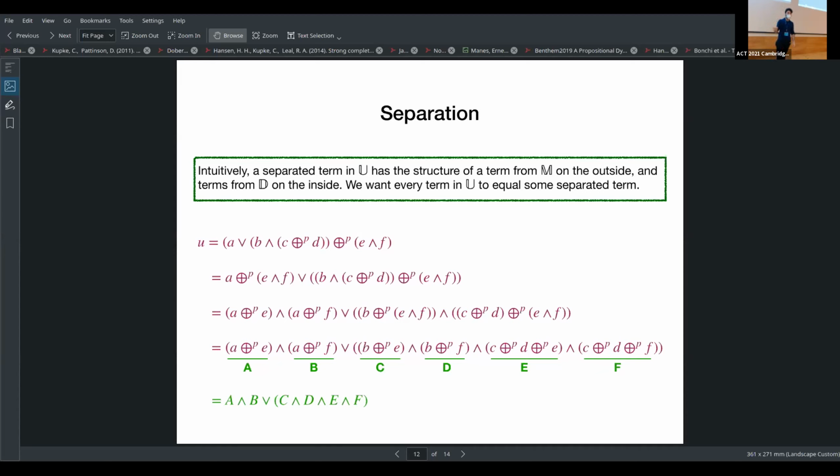Now, of course, this isn't a proof because we would need to prove that given any term in this algebraic theory, you can always separate it. But this gives you some idea of how you would go about this.